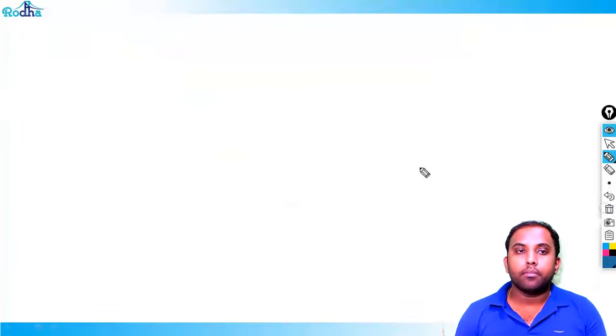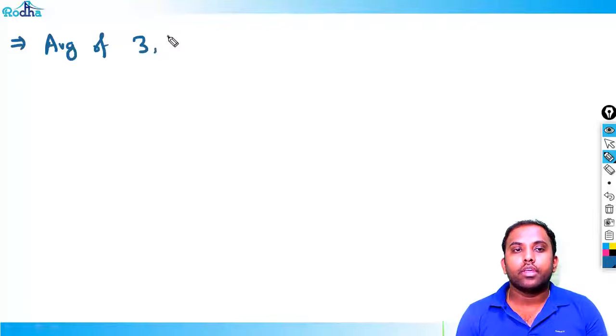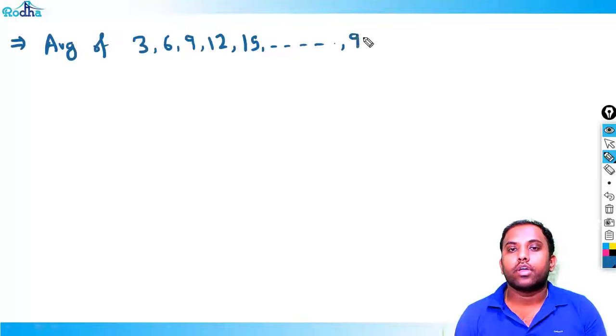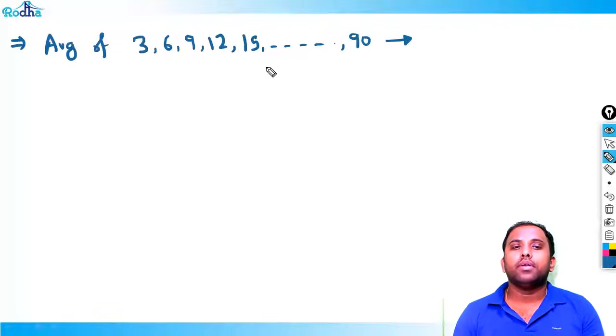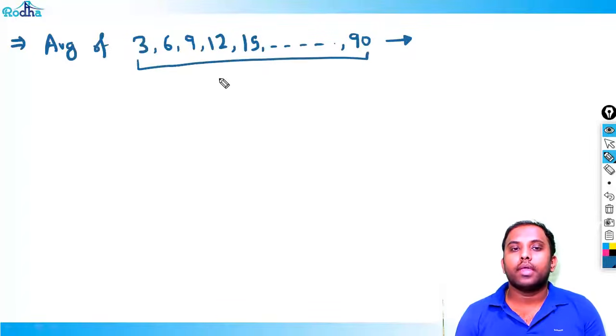For example, what is the average of 3, 6, 9, 12, 15 till 90? What is the average of these numbers? Since this series is in AP, I can simply do it. I know this series is in AP because the difference is the same: 3 to 6 plus 3, 6 to 9 plus 3, 9 to 12 plus 3.